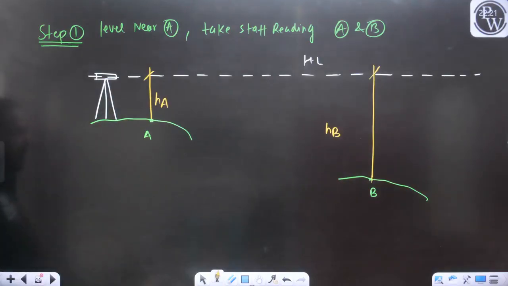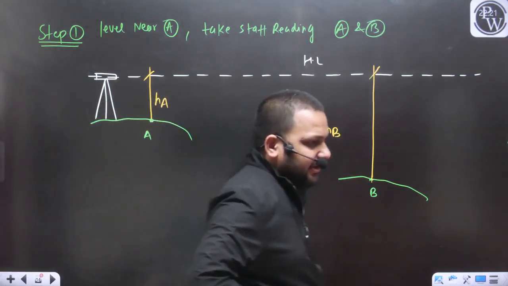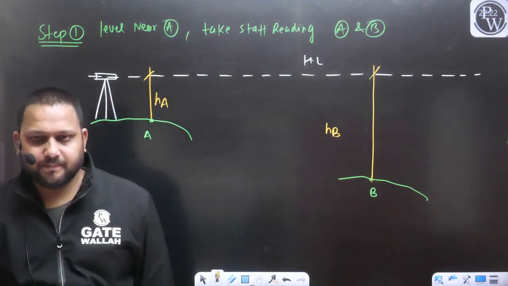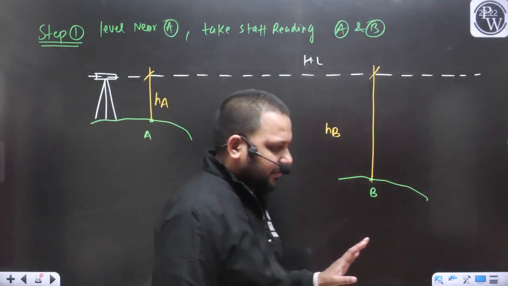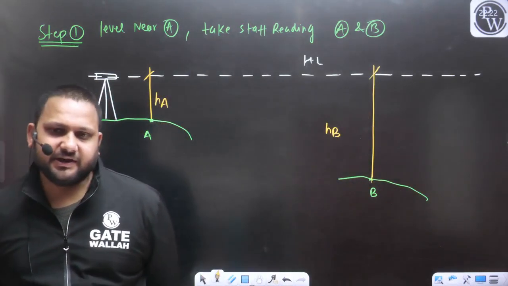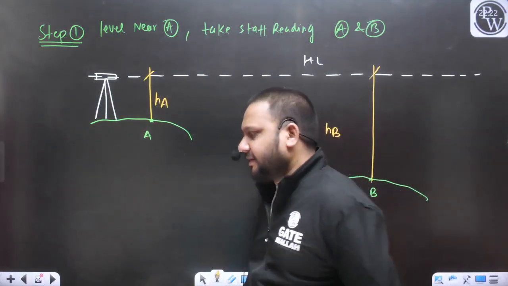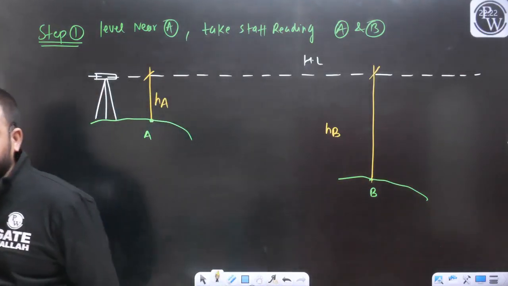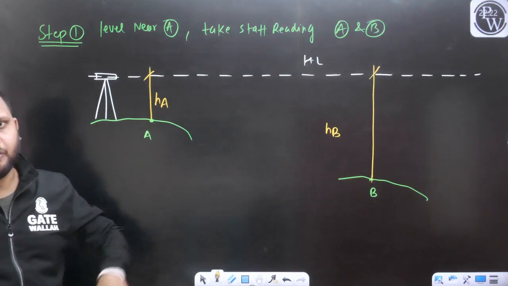In HA and HB, which reading is going to be incorrect, or which reading includes the error? We have taken two staff readings at A and B. Can you please tell me which reading will have the error and why? You can clearly say, sir, HB must be the incorrect reading because the distance between the level and point B is more.